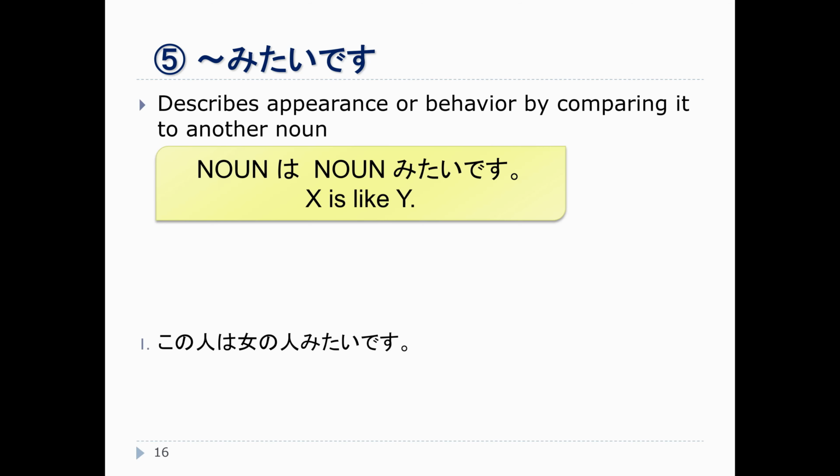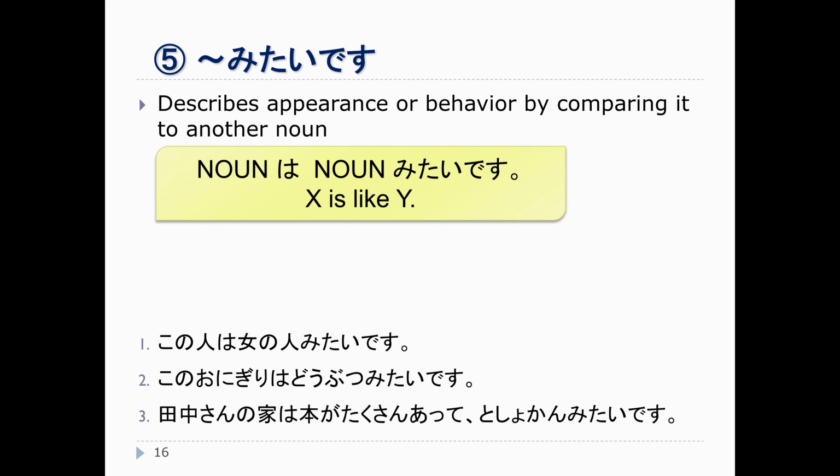So, この人は女の人みたいです。This person is like a woman. Or, このおにぎりは動物みたいです。These onigiri are like animals. So we use it to make a comparison. How about this? 田中さんの家は本がたくさんあって図書館みたいです。So what am I saying about Tanaka-san's house? There are many books, and it is like a library.